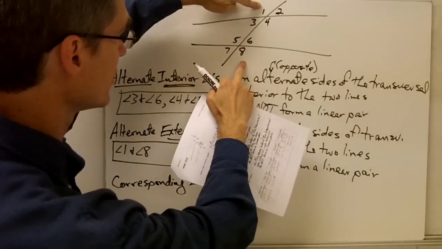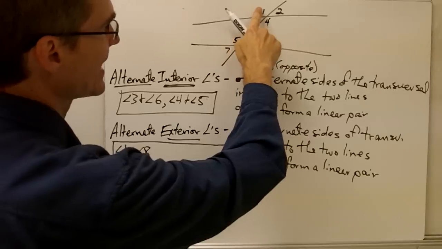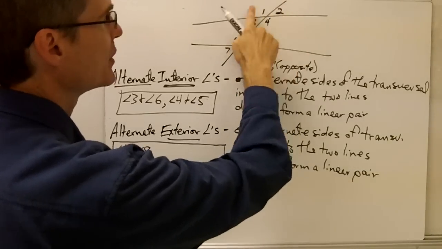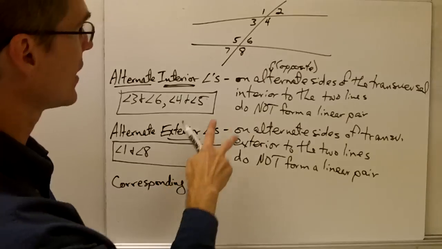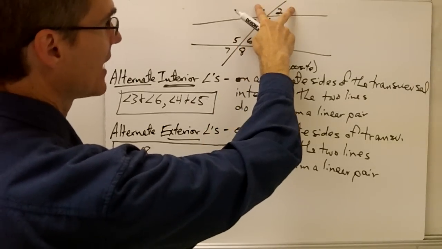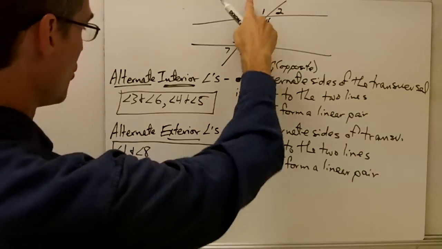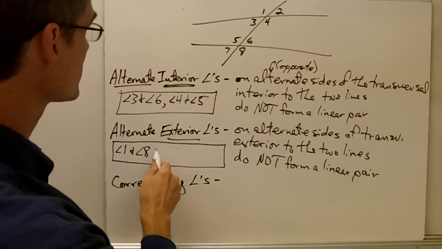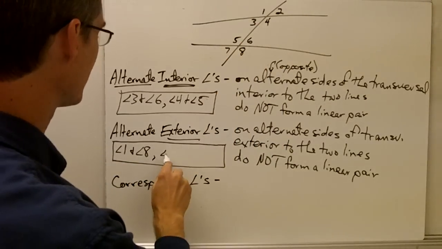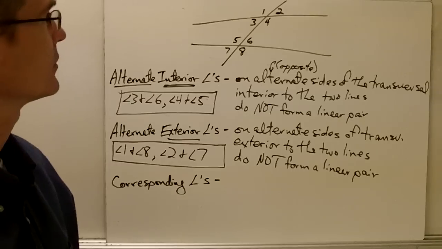They are exterior to the two lines, and they do not form a linear pair. Notice once again, angles 1 and 2 would not be alternate exterior angles because even though I've got one on each side of the transversal, and they are exterior to the two lines, angles 1 and 2 form a linear pair. So 1 and 8 are alternate exterior angles, and 2 and 7 are also alternate exterior angles.